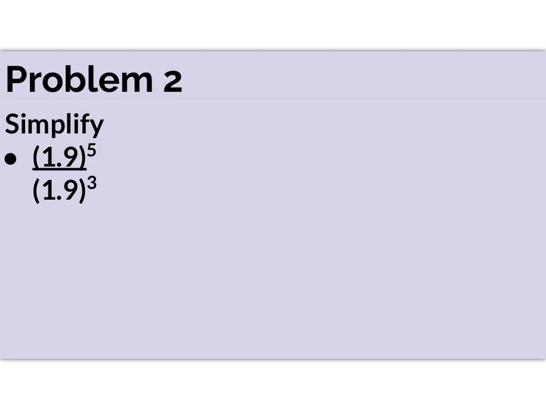Same base, 1.9, 5 minus 3, and that's 1.9 squared, and 19 times 19 is 361, and so 3.61 is our answer.